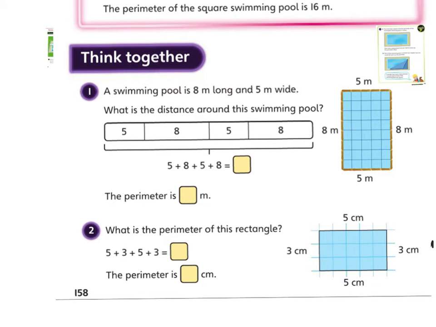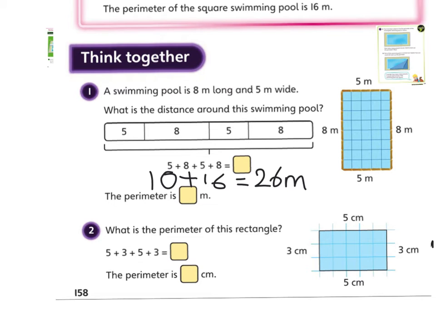Well, if you add 5 together first of all, 5 add 5 would be 10. And then you add 8, which is 16. Add that together, 26, and it's 26 meters. So the perimeter is 26 meters.